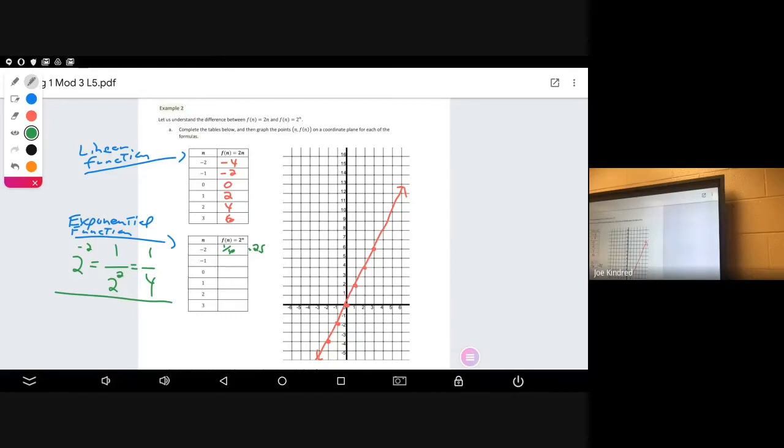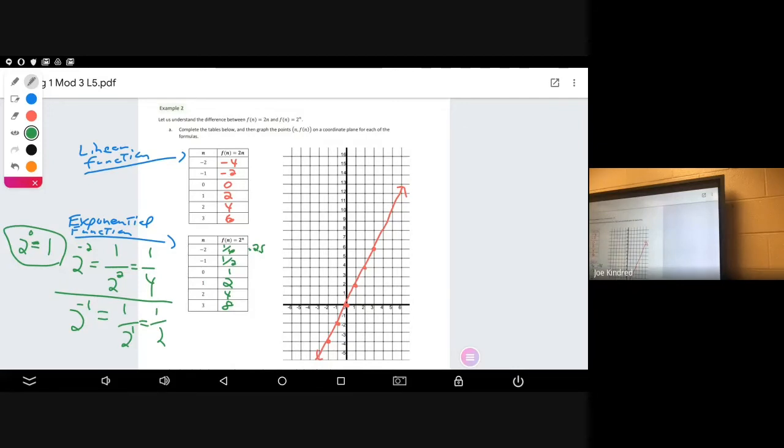Put in negative one, it'll get easier. 2 to the -1 is equal to 1/2. Put in 0, 2 to the 0 is 1, because any number to the 0 power is 1. Put in 1, this is where it becomes easy, and you get 2. Put in 2, you get 4. Put in 3, and you get 8. Now we plot these points.